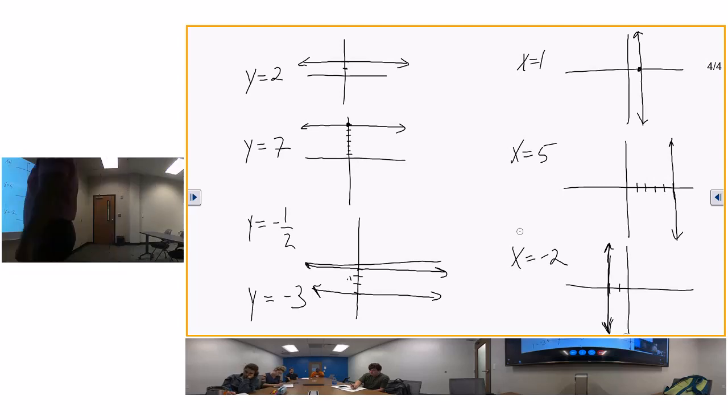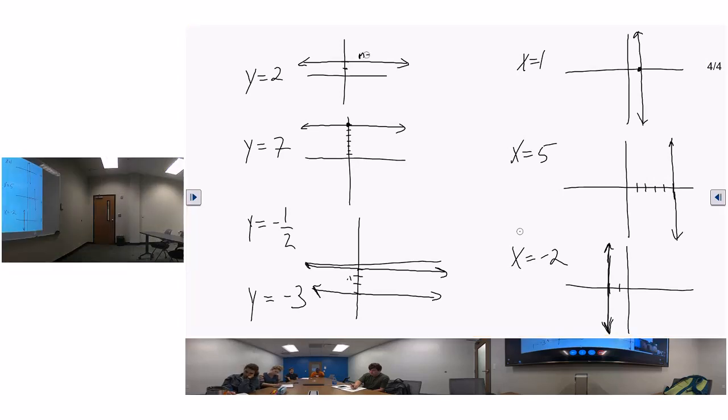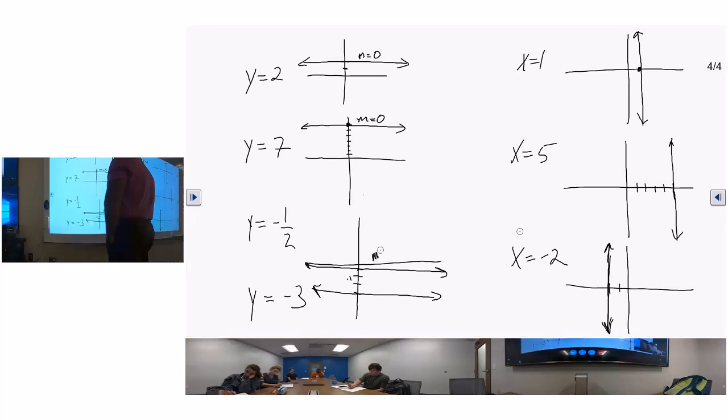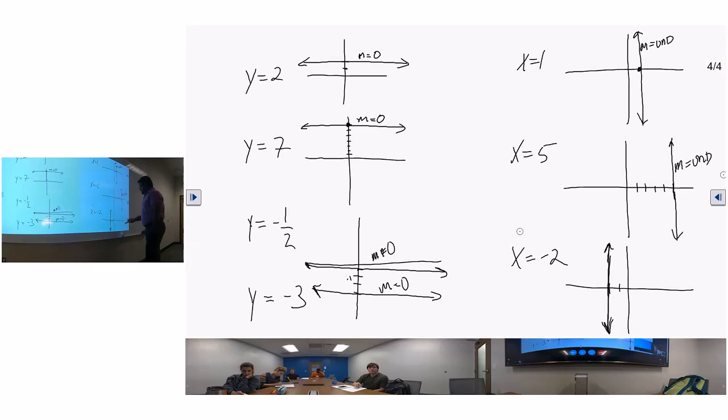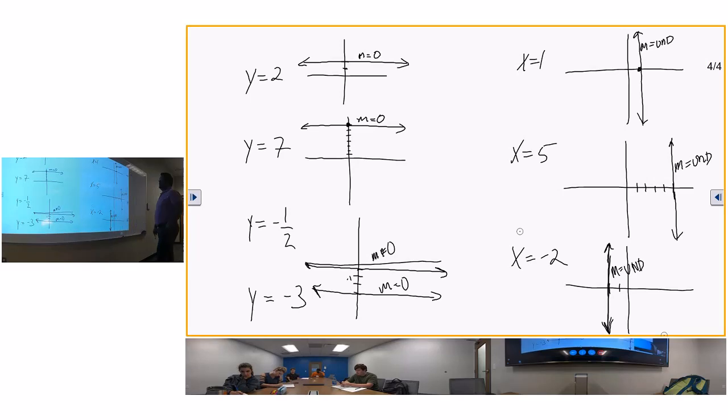For all these horizontal lines, m is equal to 0. These x equals a number lines are vertical lines. M is undefined, because they are vertical lines.